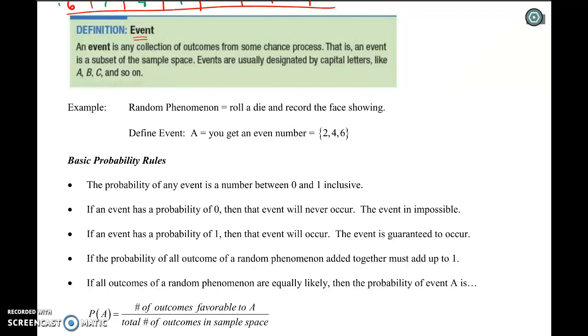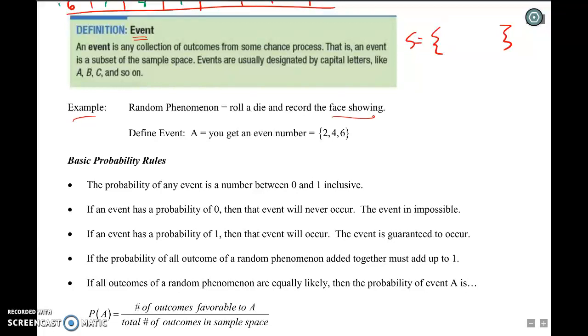Events are usually designated by capital letters like A, B, C, and so on. So S denotes all the possible outcomes, and then we list these events A, B, C that are basically just subsets of this. They might have all of them, they might have some of them, you could even have none of them. But it's a subset.